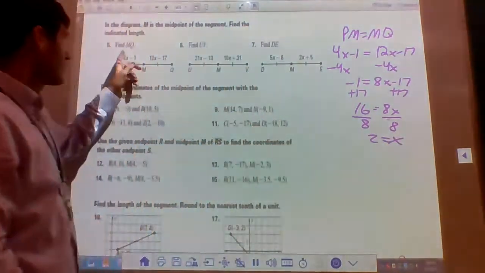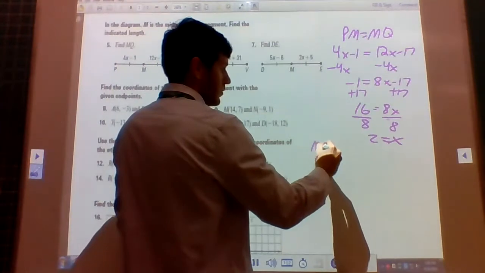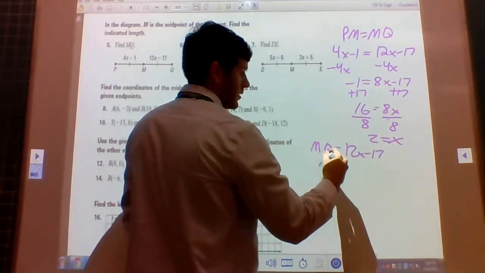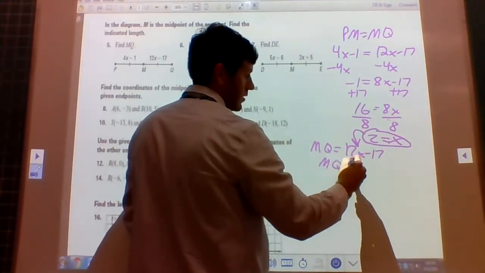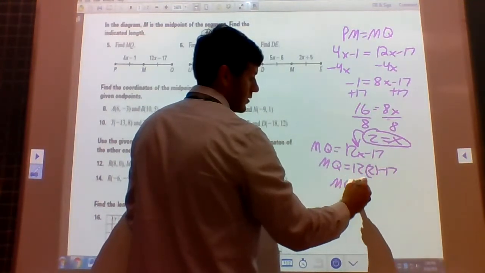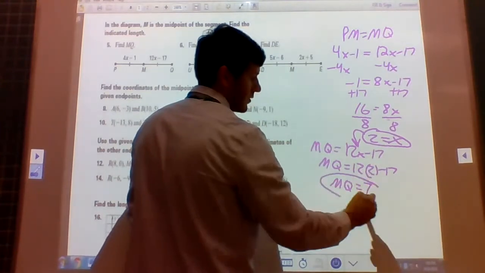What we're trying to solve for is MQ. MQ is this piece right here. We know that MQ equals 12x minus 17. So we're going to substitute it in. That's 12 times 2 minus 17. 24 minus 17 is 7.